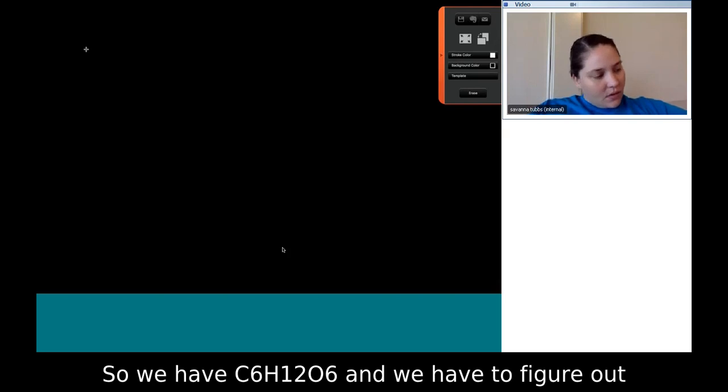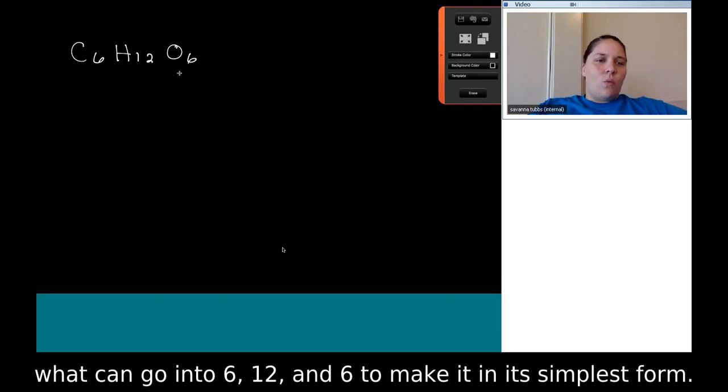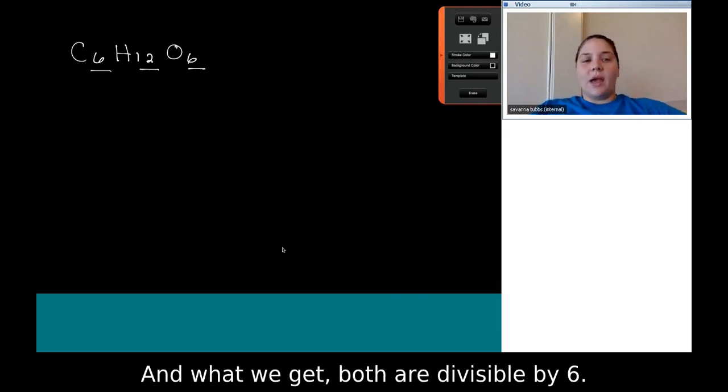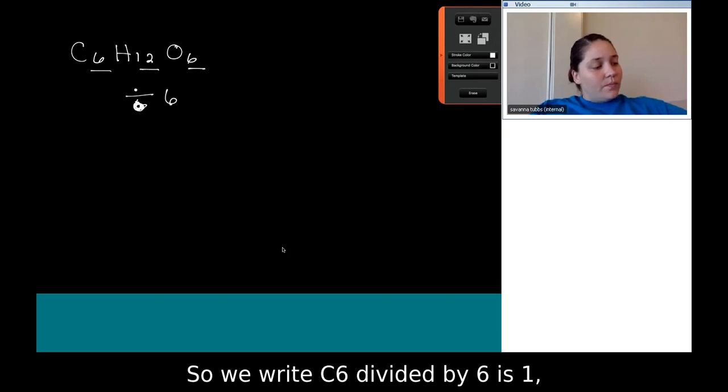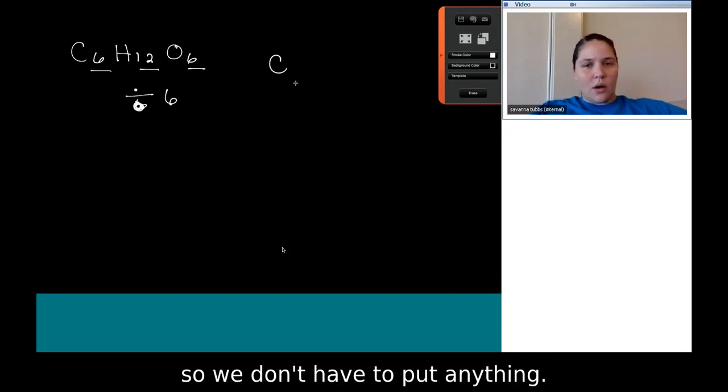So we have C6H12O6. We have to figure out what can go into 6, 12, and 6 to make it in its simplest form. Both are divisible by 6. Oops, sorry, got ahead again. So we write C, 6 divided by 6 is 1, so we don't have to put anything.